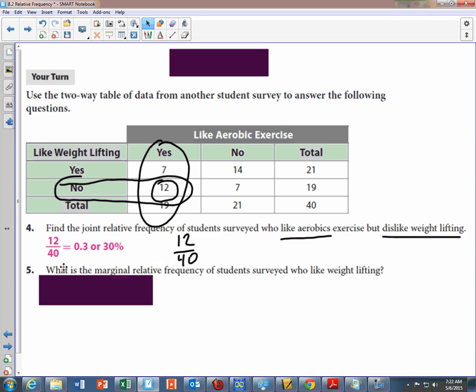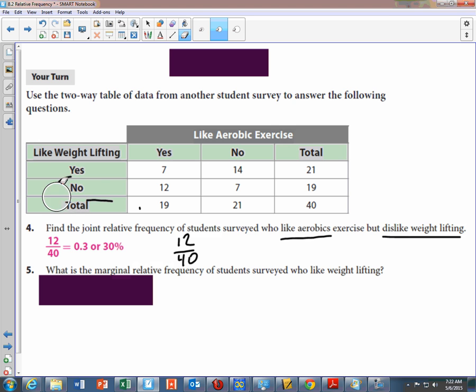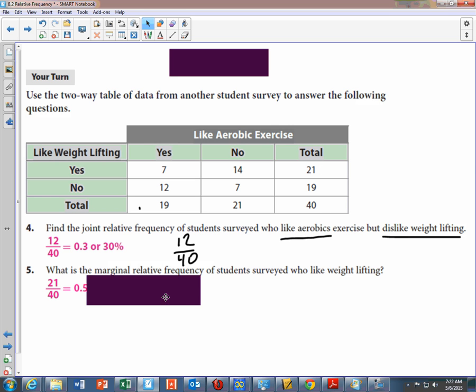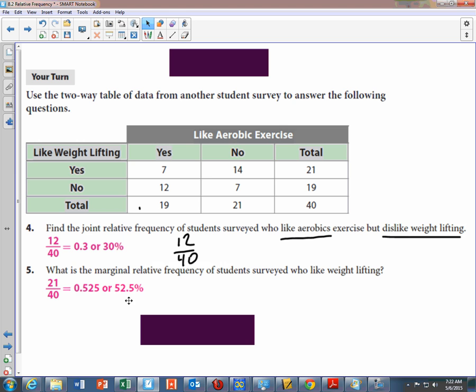Let's look at number 5 together. What is the marginal relative frequency of students surveyed who like weightlifting? Okay, well, how many students like weightlifting? Let me get rid of all my ink here because it's kind of in the way. Think to yourself, how many students in total like weightlifting? Well, that's 19. Out of how many total? Oh, who like weightlifting. I'm sorry, I went from aerobics. Oh, even Mr. Osborne makes mistakes. Likes weightlifting. Well, yes, they like weightlifting, so that's all the way over here at 21. And 21 divided by 40 is 0.525 or 52.5%. So that's how you're going to answer questions like that.